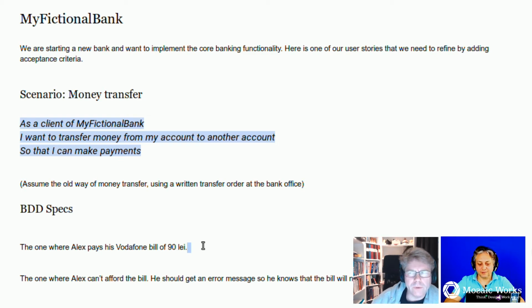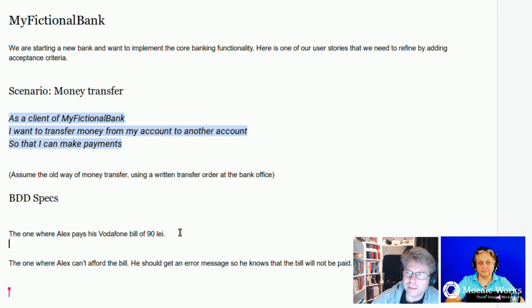Okay, right, so we have two examples here. We have one positive and one negative. Maybe there are more examples, but that's not necessary in this situation. Let's move on and see how we can transfer these examples into something that is easy to understand and at the same time easy to automate.